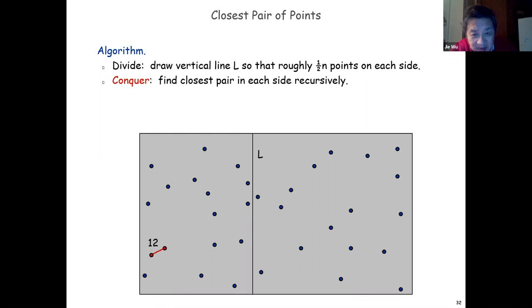So that means you have to be very creative. So let's just look at an example. In this case, the two closest points on the left-hand side are 12 units apart. The closest pair on the right is 21. Now we have to deal with the middle one between the two boundaries. So the key observation is this one.